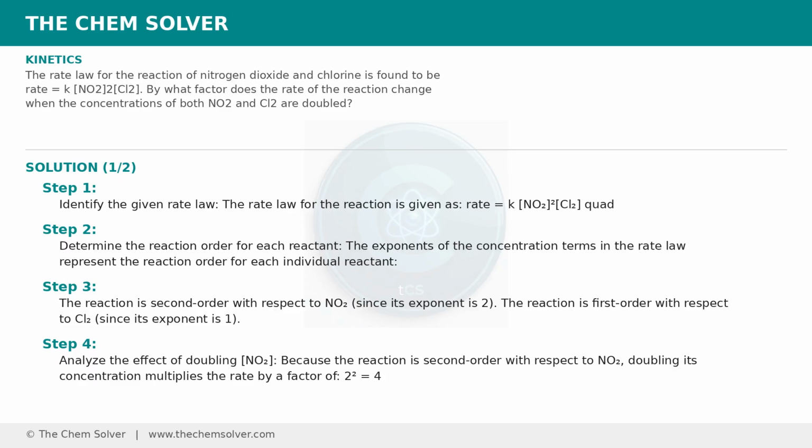Analyze the effect of doubling N2. Because the reaction is second order with respect to N2, doubling its concentration multiplies the rate by a factor of 2 to the power 2, which is equal to 4.